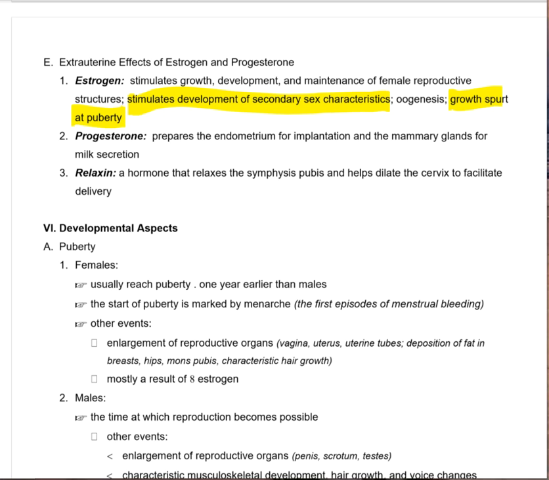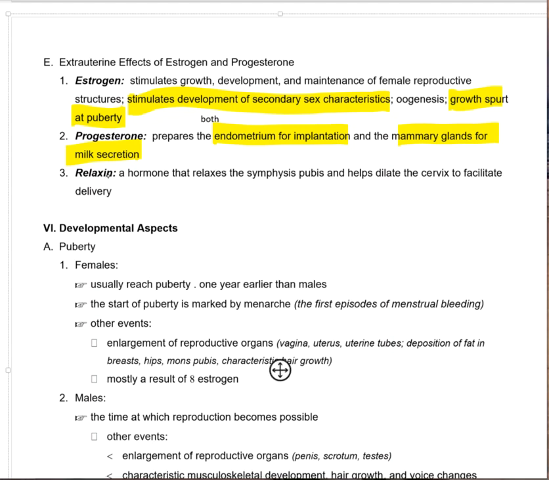And then progesterone prepares both the endometrium for implantation and the mammary glands for milk secretion. So I'm going to write the word both. Prepares both the endometrium for implantation and the mammary glands for milk secretion.